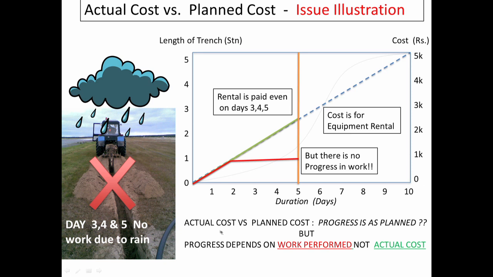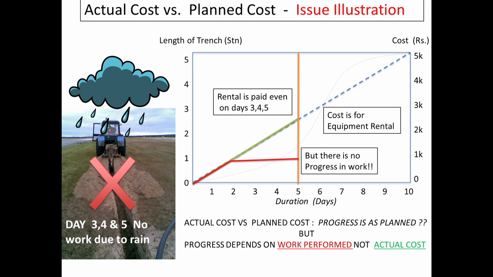Okay, so we can see here actual cost versus planned cost. We will see that progress is as planned, but we know this is not correct. So progress actually depends on work performed, okay, not actual cost, and we have to somehow bring the work performed into our metric for monitoring. We should not base it just on money spent.